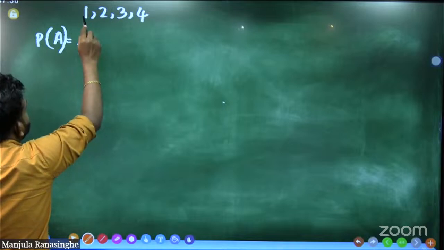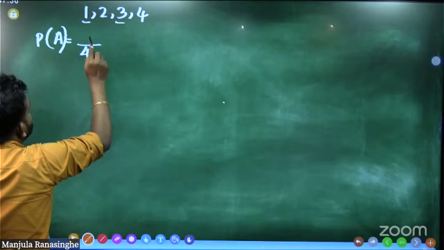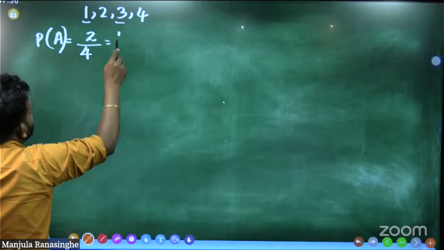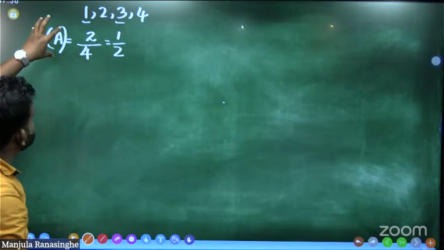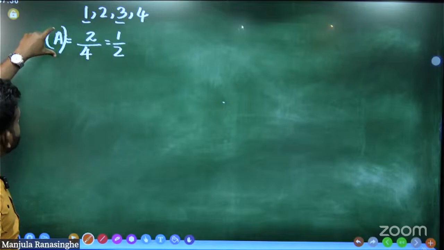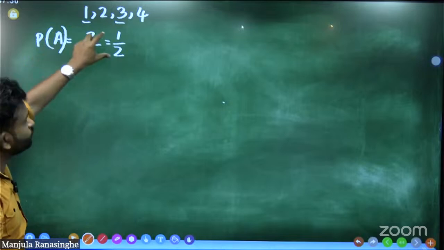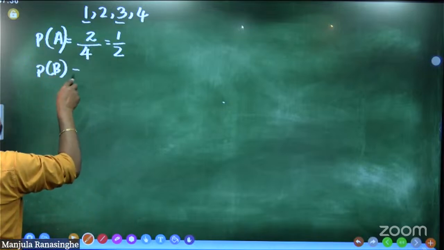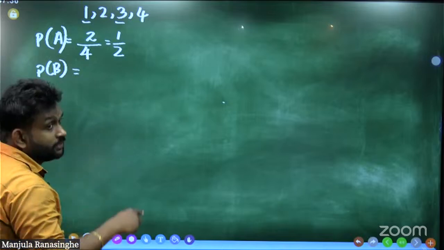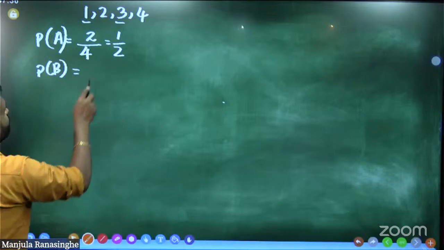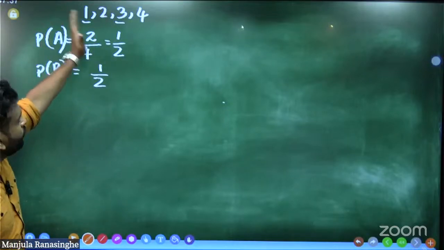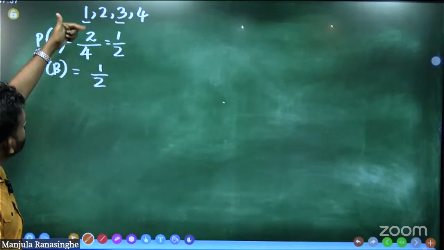Out of that, how many odd numbers? 1 and 3, only 2. So that means 2 upon 4, 1/2. That is the event defined as taking an odd number on the first die. Probability of A means 1/2. Then PB is defined. Probability of B means obtaining an odd number on the second die. That is also 1/2. Why? The same results, total 4, and out of that odd 2.